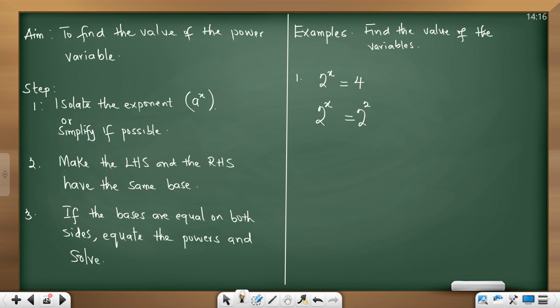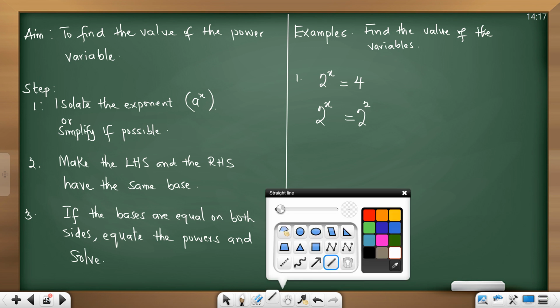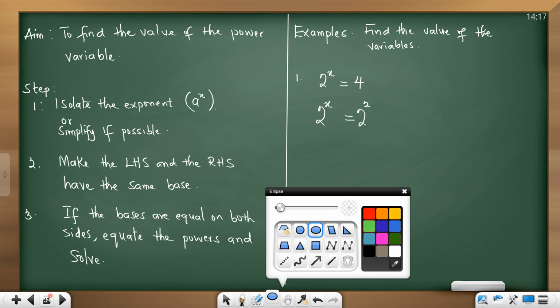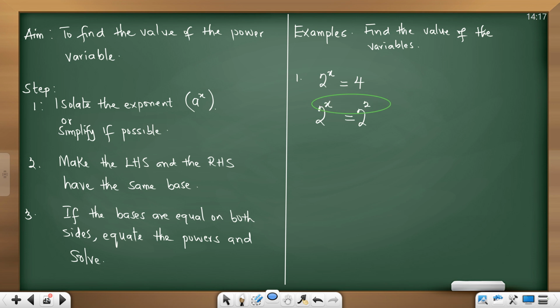Step number 3. If the bases are equal on both sides, equate the powers and solve. Do you see that I have a base 2 on both sides? I can then equate the powers. x is equal to 2. Makes sense, because 2 to the power 2 is 4. And we're done. Easy peasy maths. All right, please write that quickly while I do a few more.